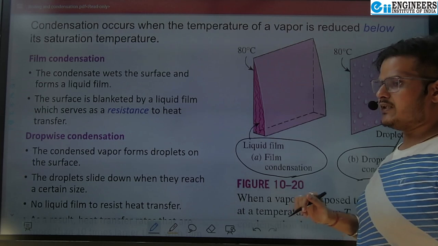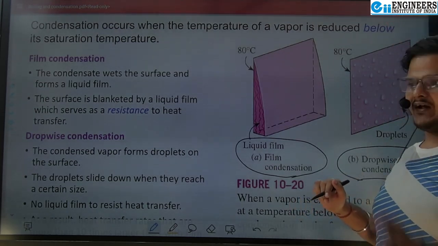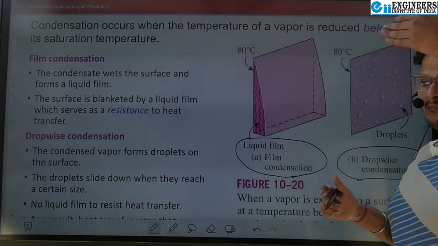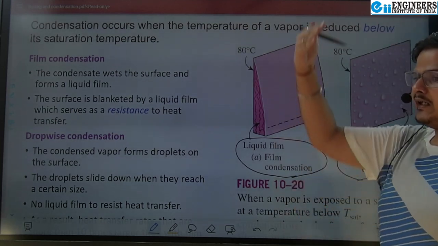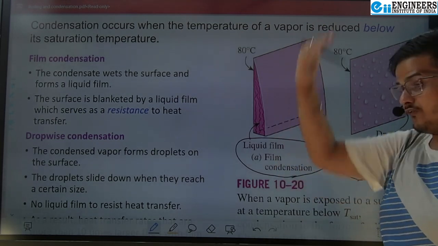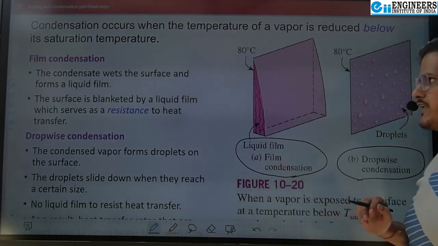Then film-wise condensation is like on the wall of a refrigerating device. You may say a refrigerant water cooler or something. Behind that we can feel a layer of liquid or water that has formed because of this phase change, and that is called film-wise condensation.